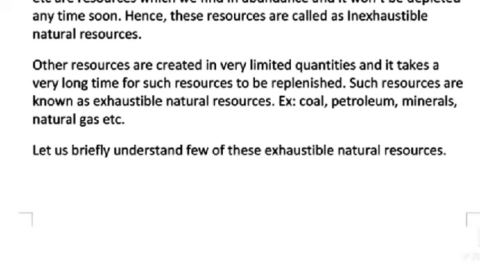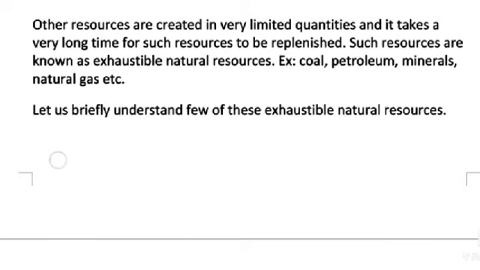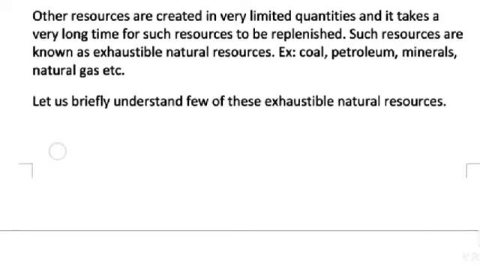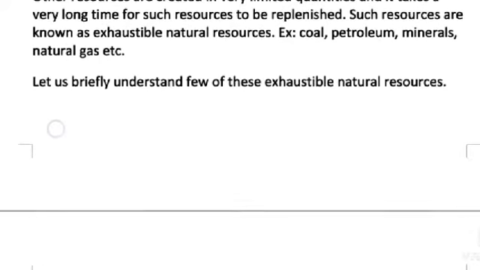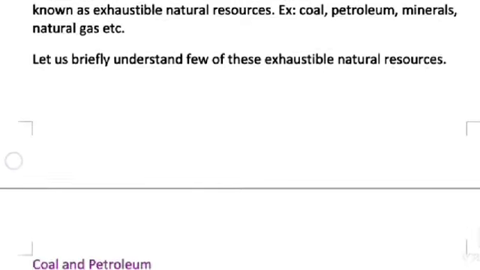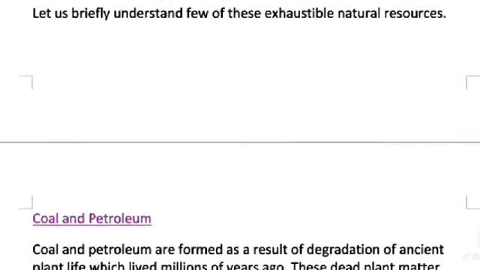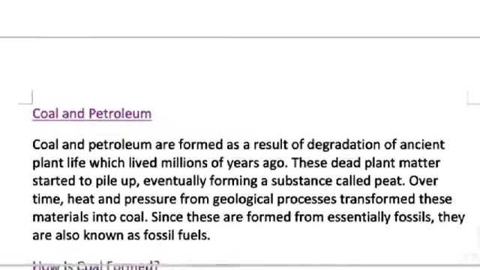inexhaustible natural resources. Other resources are created in very limited quantities and it takes a very long time for such resources to be replenished. Such resources are known as exhaustible natural resources. Coal, petroleum, minerals, natural gas, etc. Let us briefly understand a few of these exhaustible natural resources.